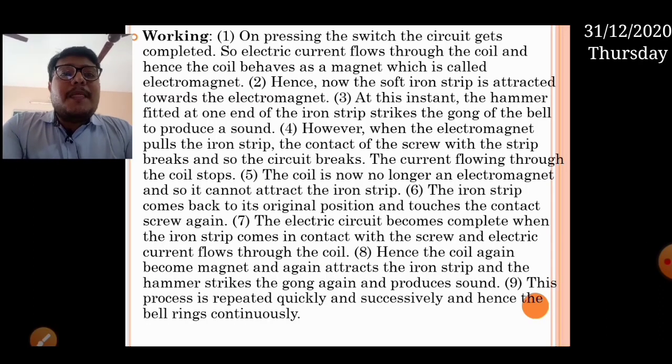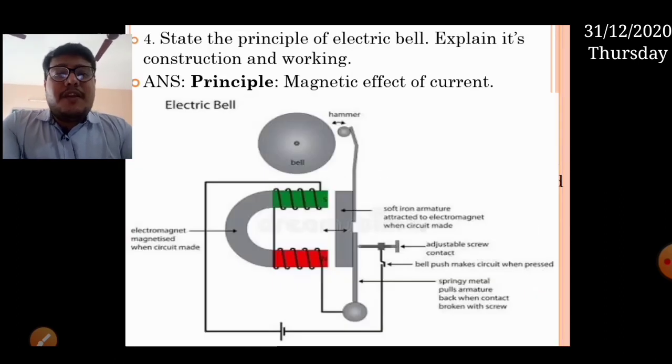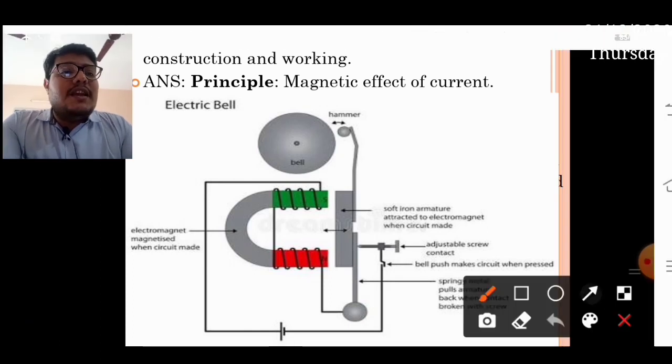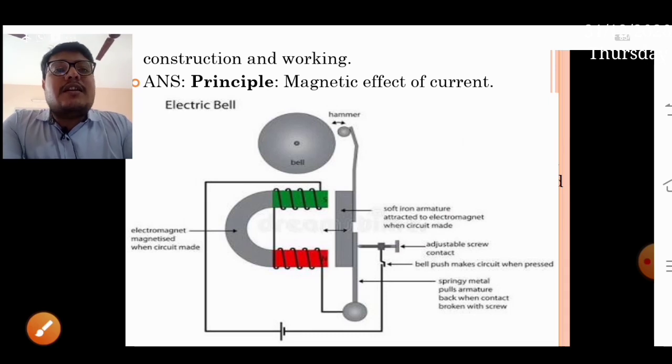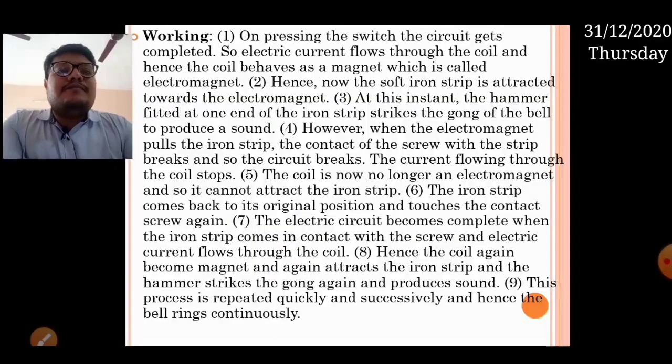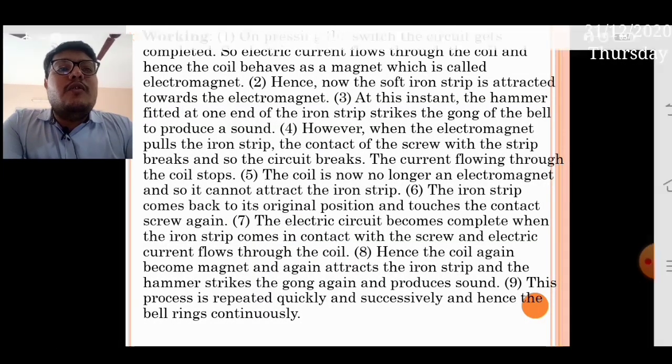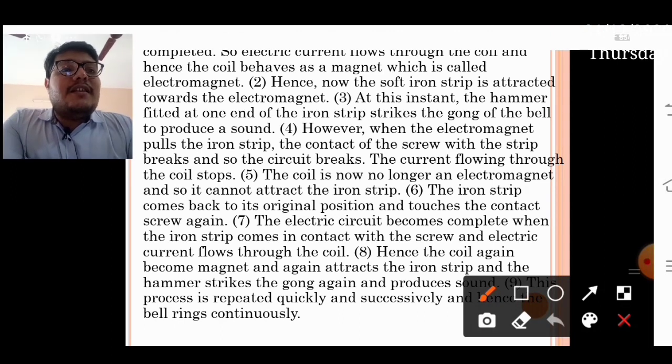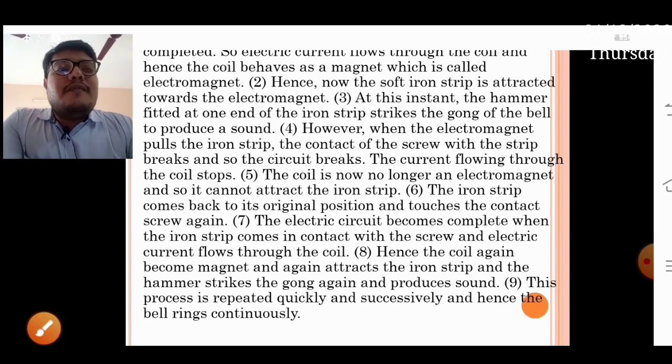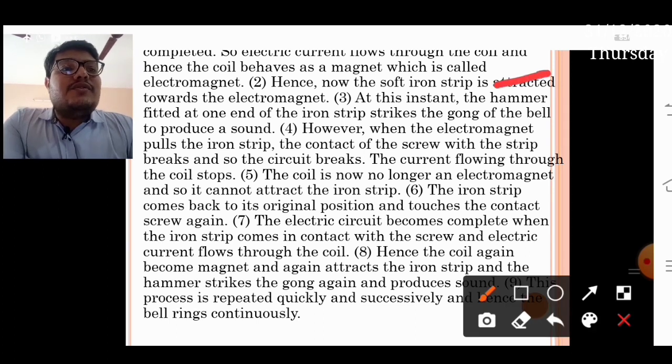Now let's see the working. First, on pressing the switch, so where is the switch? If you have observed, I told you in the beginning, it is here. This is your switch. So when you switch it on, the current will flow and this part will behave as a magnet, that is an electromagnet, right? The electric current flows through the coil, and hence that coil behaves as an electromagnet. Hence now the soft iron strip is attracted towards the electromagnet.